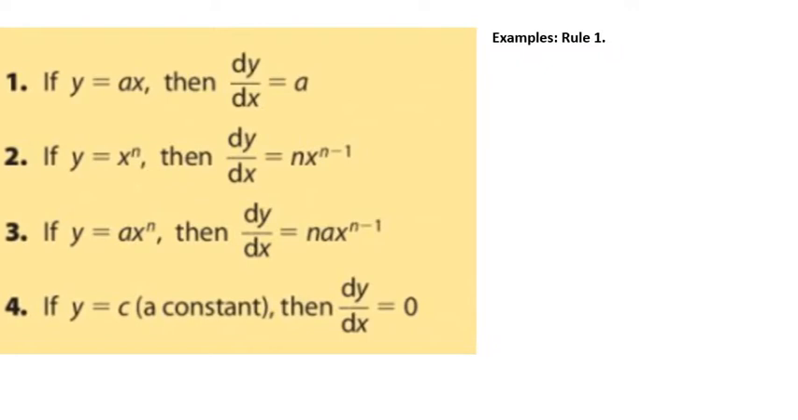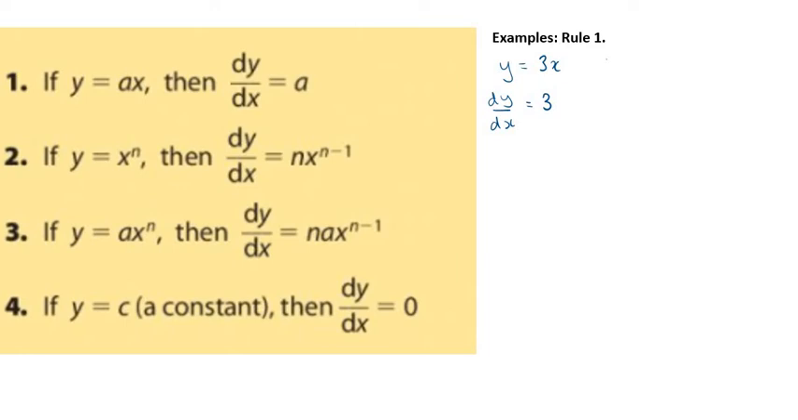When we differentiate, we're going to use this set of rules, and I'm going to show you examples of each of those rules. Where we see a letter like a, a is a natural number. So an example of rule 1 would be y is equal to 3x. So dy dx, the differentiation of y is equal to 3x, is going to be, if y is equal to ax, a is equal to 3, so it's going to be equal to a, which is 3.